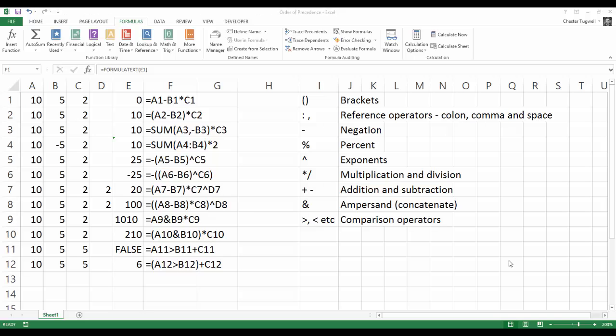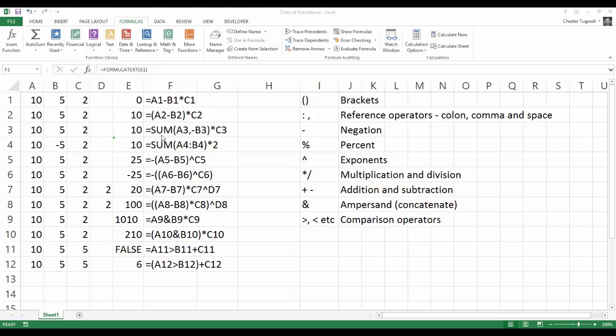The next thing to look at are reference operators. Now, reference operators you're going to come across when you use something like AutoSum. You can see them here. You've got the colon there to express a range, and a comma there to express a union, as in you're just adding up those two figures there.